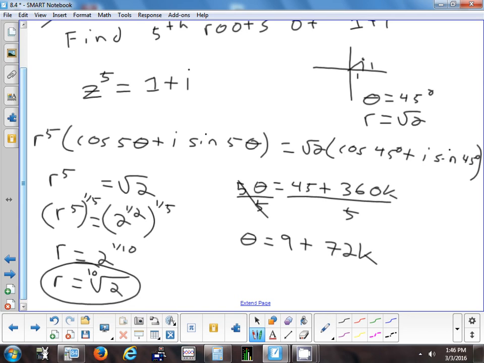Okay, so we're not going to change this to standard form. We're going to leave it in trig form. What are the 5 values I'm going to let k be? 0 through 4.